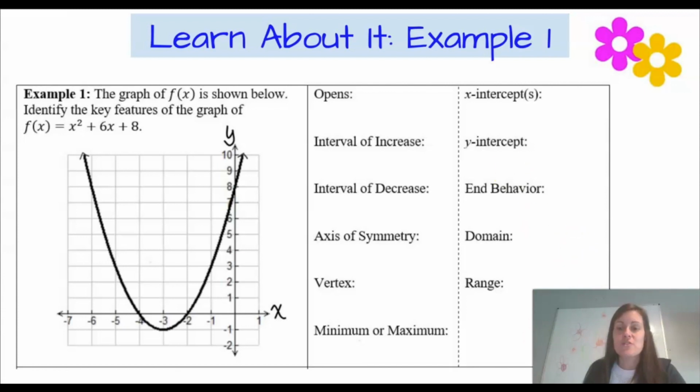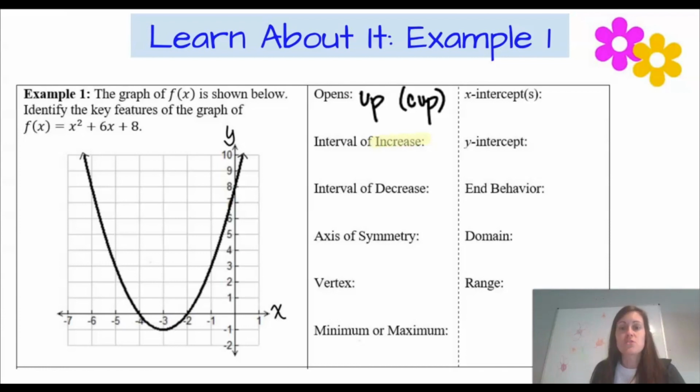The first key feature that I'm asked to identify is how the graph opens. So when I trace the graph from left to right, I can see that the graph opens up. To me, the graph also looks like a cup, and that's one of the ways that I use to help myself remember that. The next two key features that I'm asked to identify are the intervals of increase and the interval of decrease.